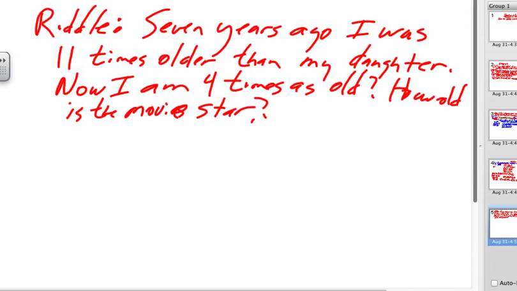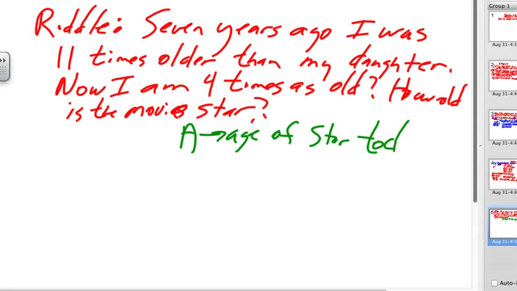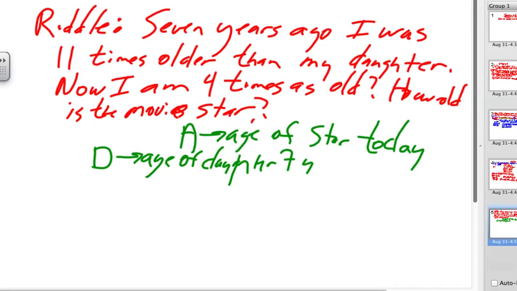Okay, so the first thing we need to do then is step 1, we find it. What we're trying to find is the age, I'll call it A, is the age of the star today. All right, we don't know the age of his daughter, so we really have 2 unknowns. Let's say D then is going to be the age of the daughter seven years ago.